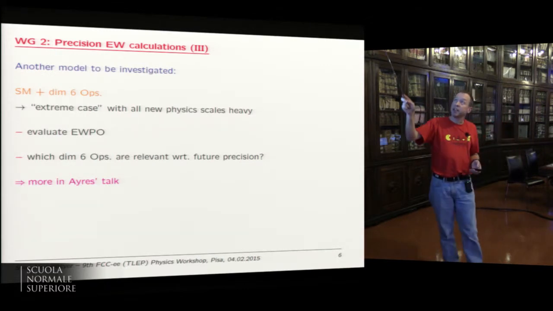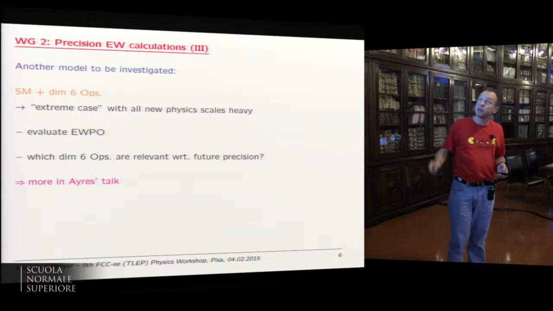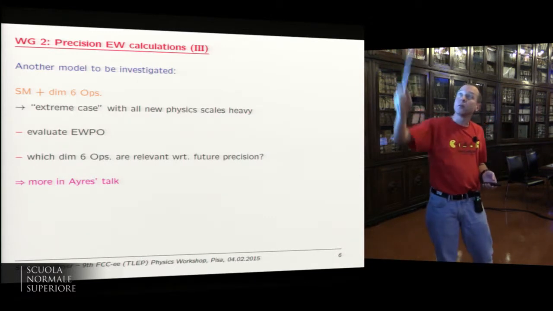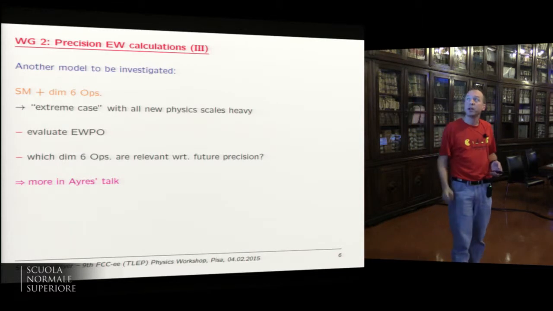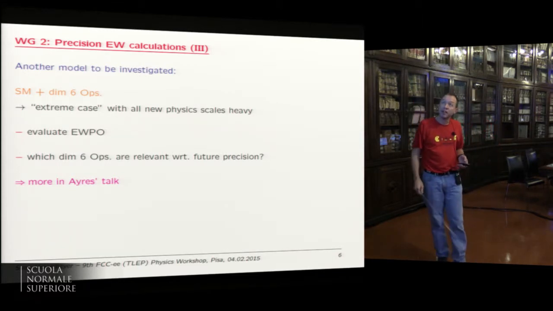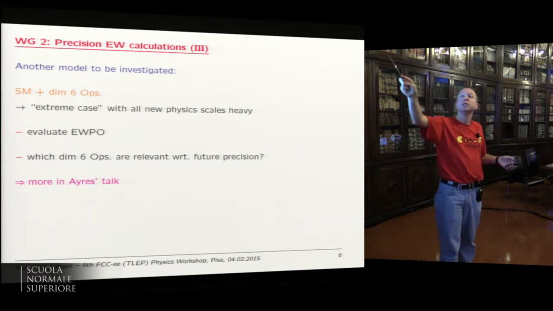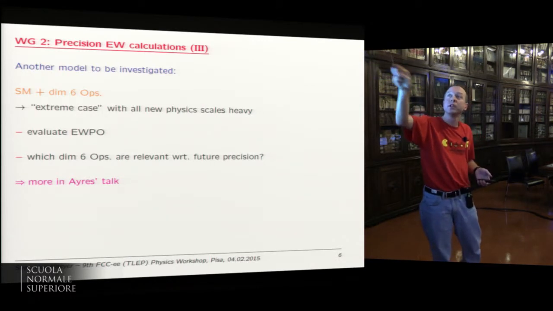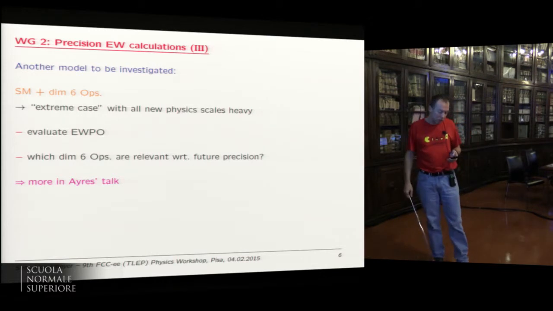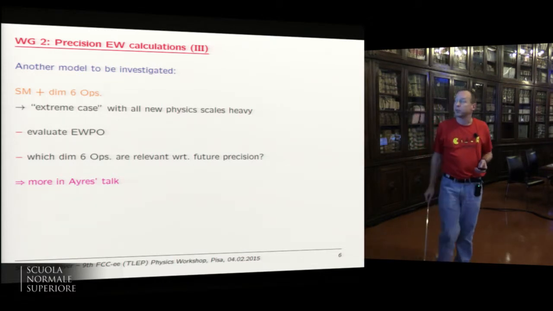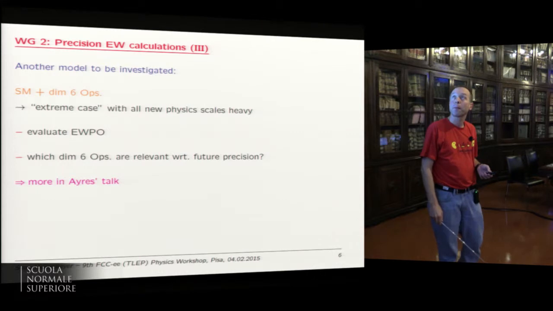Another model that is supposed to be investigated, and Iris will also talk about this a bit, is the standard model with some dimension 6 operators, which I always see as an extreme case, because you have to make all the new physics scales heavy. The idea proposed, also by other people, is to look at electroweak precision observables and at the relevance of the dimension 6 operators here. But Iris will give some more details.